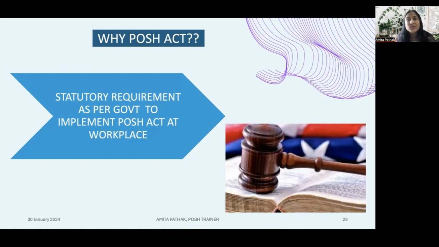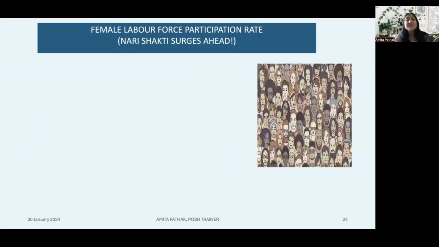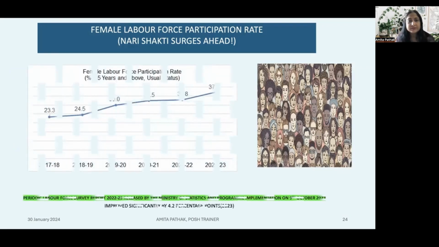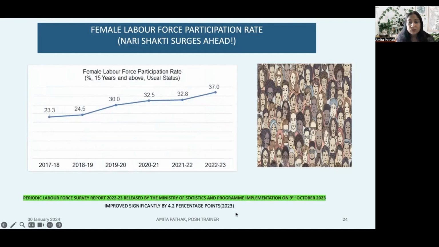So this is the mandatory requirement for women's safety, that an organization must implement the POSH Act at the workplace. Let us take the data of the female labor force participation rate and understand a few findings. This labor force participation is the percentage of people aged 15 years and above. In 2017 to 18, we saw that the labor force participation rate has always been increasing.